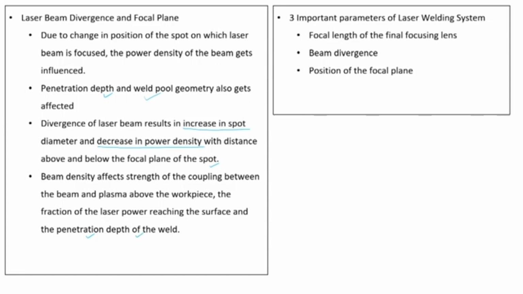There are three other parameters which are quite important in the welding system. Based on this we can say that the three important parameters affecting laser beam welding are the focal length of the final focusing lens, beam divergence, and position of the focal plane.